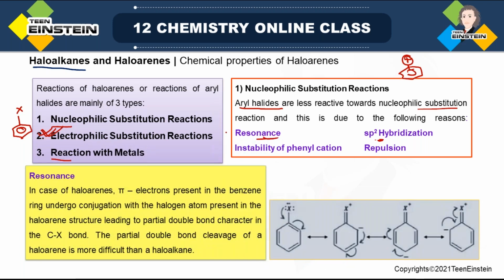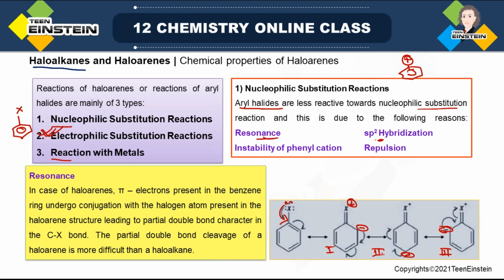The first point, that is resonance. In case of haloarenes, we know that the pi electrons present in the benzene may undergo conjugation. So this is halogen and there is a lone pair present. This lone pair can take part in conjugation with the double bonds of the benzene ring, that is the pi electrons. Now see, there is a negative charge here, positive charge here. The next resonance structure, this is the first one. Next resonance structure, third resonance structure. So here the negative charge is at the 4 position with respect to halogen. In the last one, again the negative charge is ortho with respect to halogen.